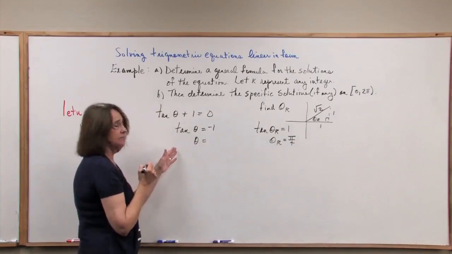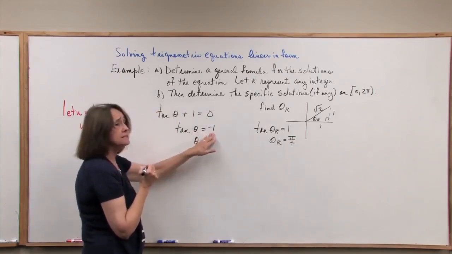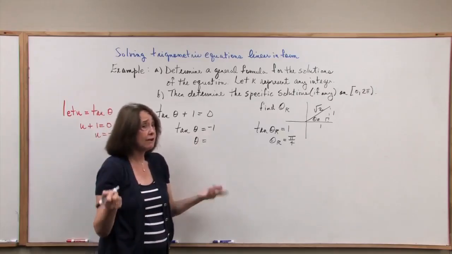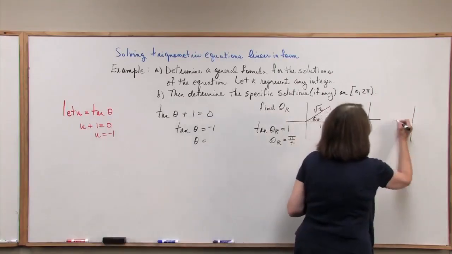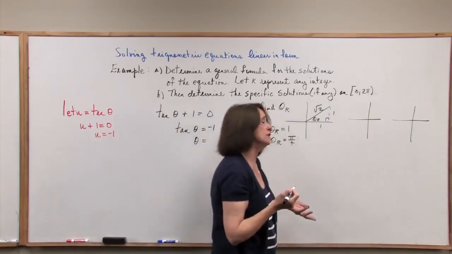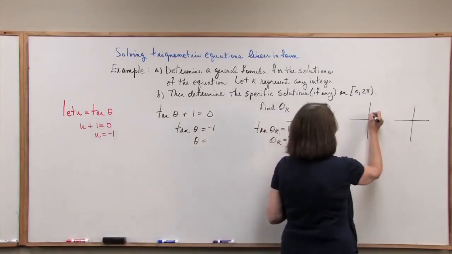Back to our problem. Tangent theta is negative 1. Okay, where is the tangent of theta negative? There are 2 quadrants in which the tangent function is negative.